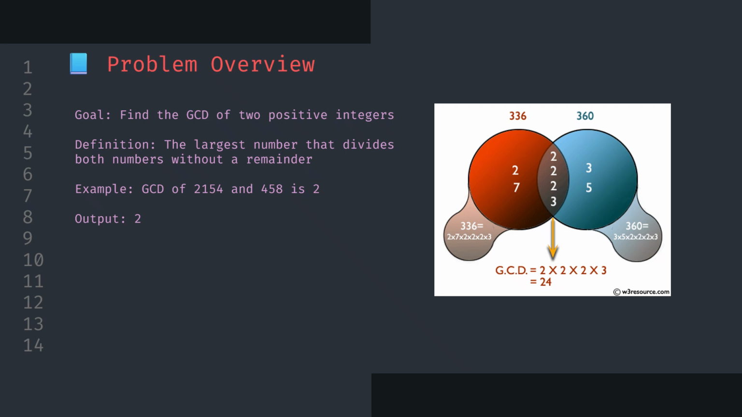The greatest common divisor is the largest number that divides both inputs exactly. For example, 2 is the largest number that divides both 2154 and 458. We'll implement this using a simple while loop in JavaScript. Let's dive into the code.